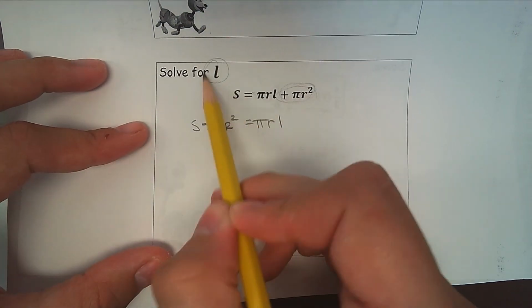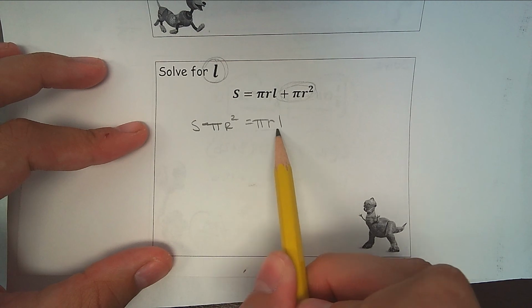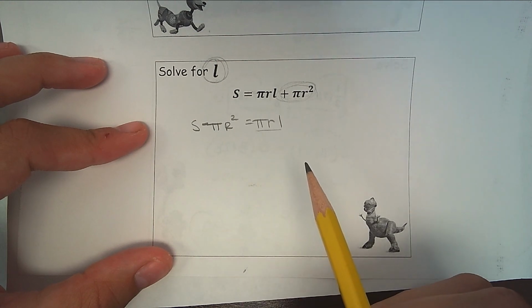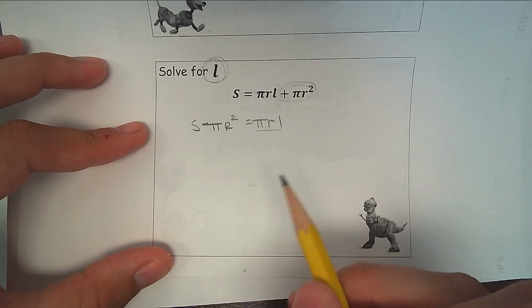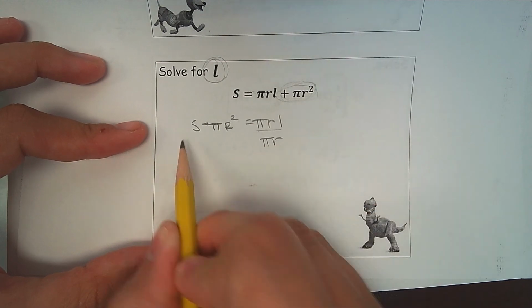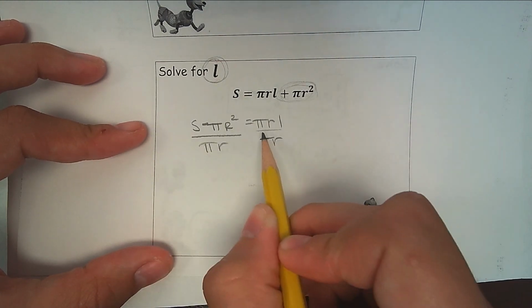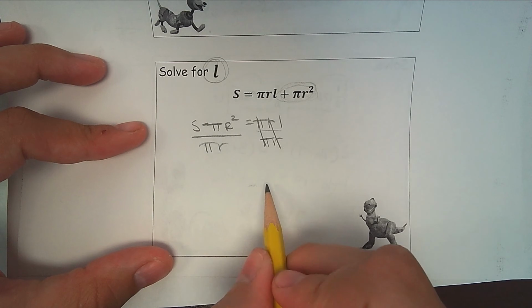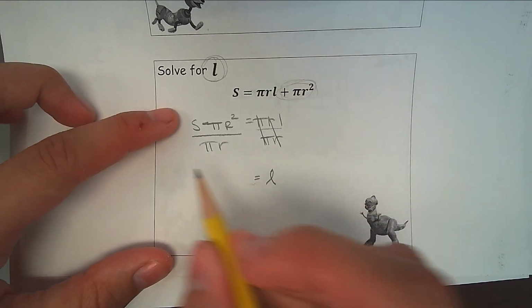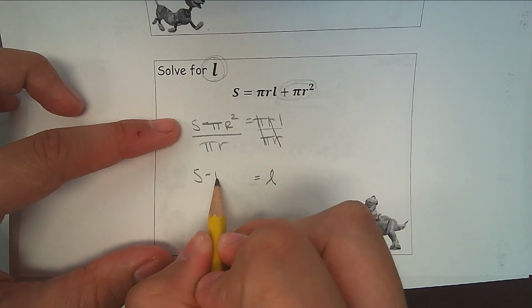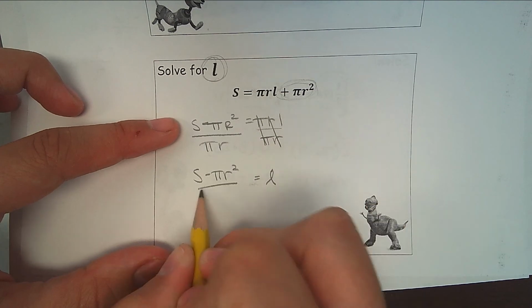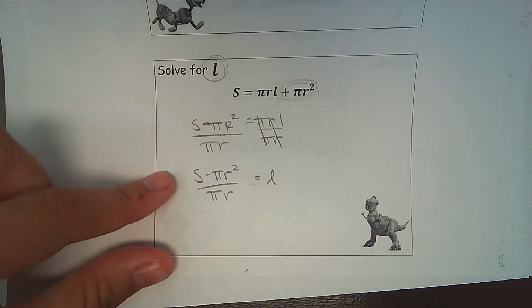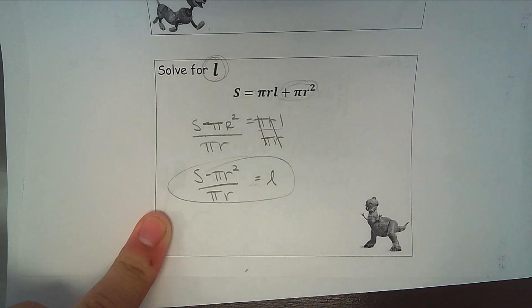And now in order to get L by itself, right now I'm multiplying it by this pi r. So in order to do the opposite, I'll divide both sides by pi r. Pi's are going to cancel, r's going to cancel, and I'm going to be left with L equals S minus pi r squared over pi r. And that is my answer.